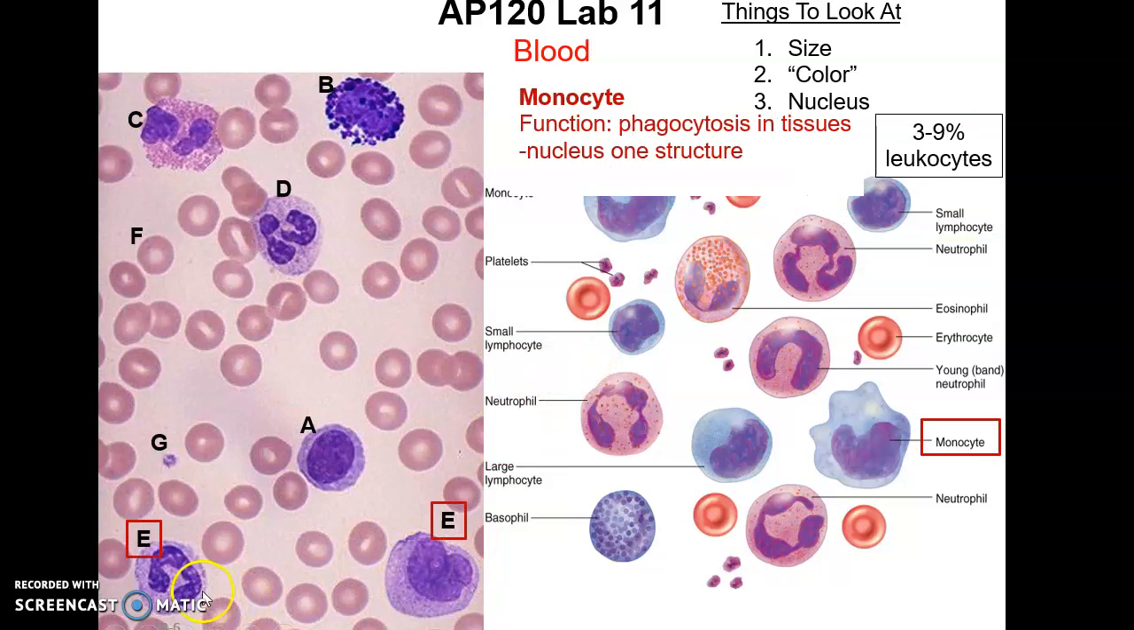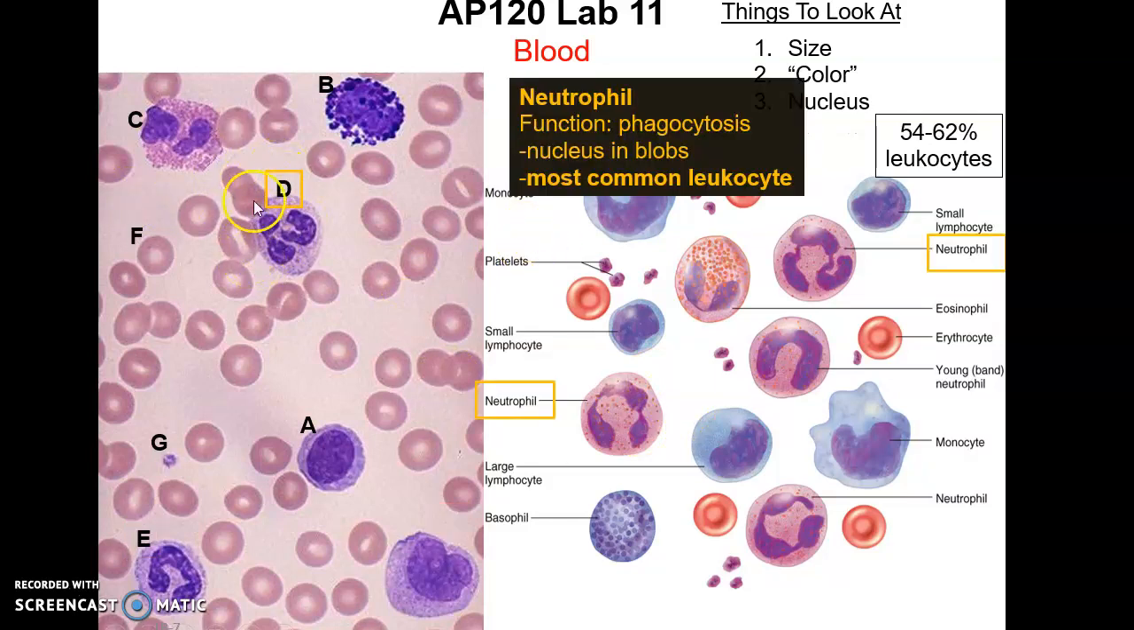And then monocytes, we have two monocytes on this slide. Monocytes are large cells, much bigger than red blood cells, and they engage in phagocytosis in tissues. So in the bloodstream, they are inactive. They're only active in tissues.